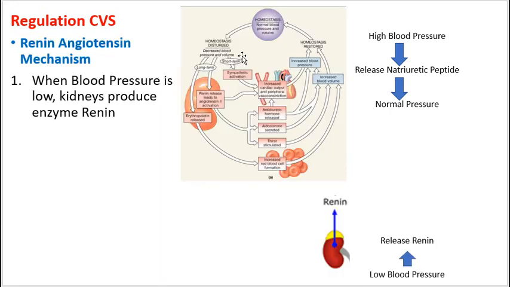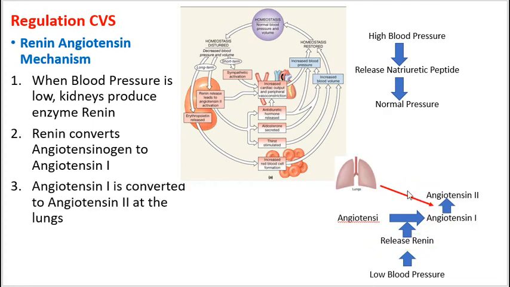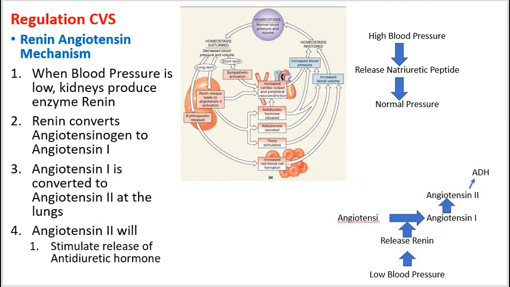But what if the blood pressure is low? If the blood pressure is low, your kidneys will produce an enzyme called renin. Renin will go and convert angiotensinogen to angiotensin 1. In order to convert that, you need the enzyme renin. Angiotensin 1 is then converted to angiotensin 2 at the lungs. And once it's converted to angiotensin 2, it will stimulate antidiuretic hormone.